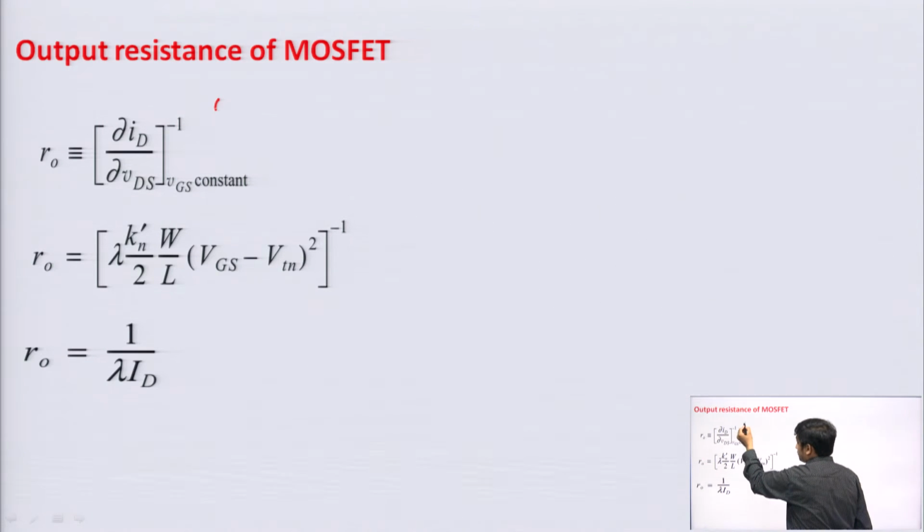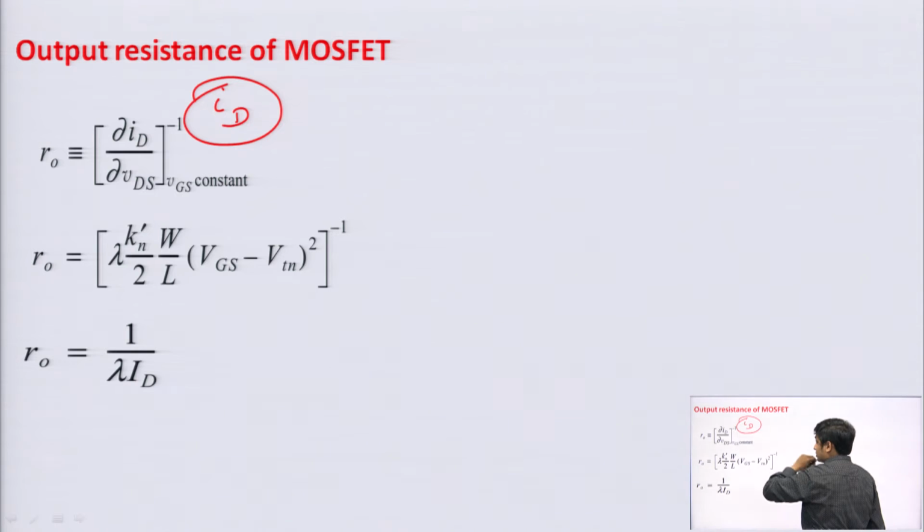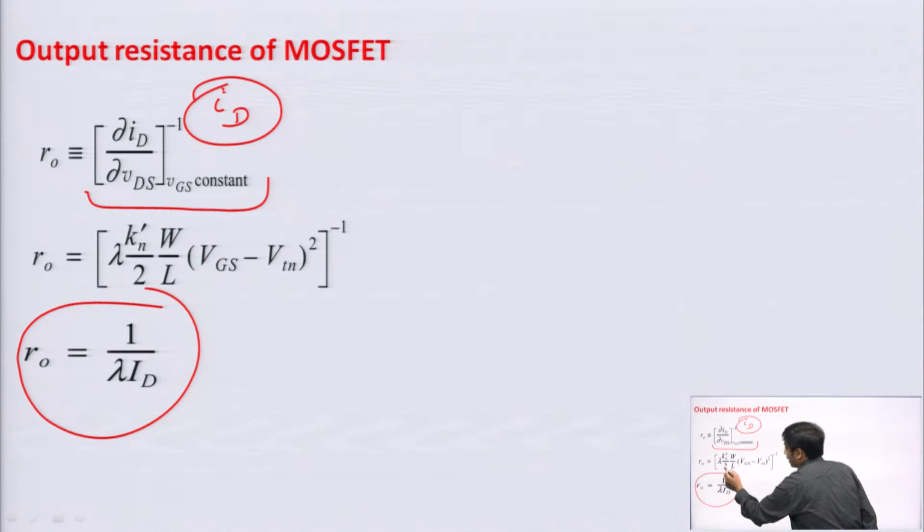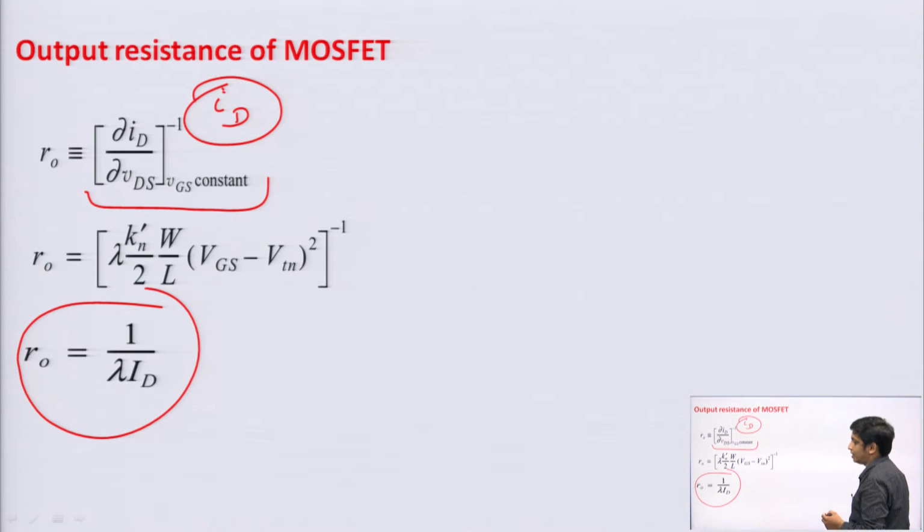So, we know the equation for ID in the saturation region. Just differentiate that equation with respect to drain to source voltage, calculate del ID upon del VDS, and take the inverse of that, and you will get R naught is equal to 1 upon lambda ID. Simply differentiation that you all know, fine.